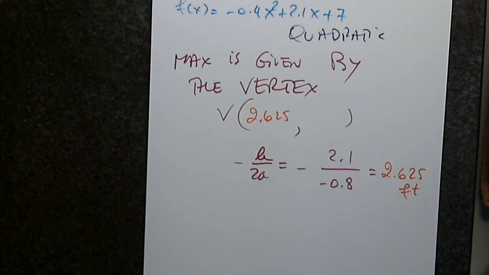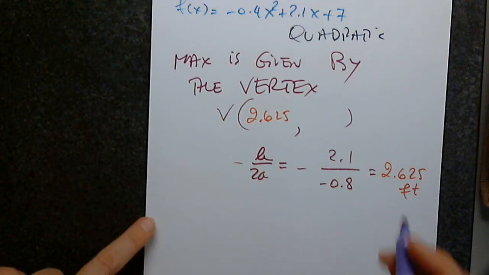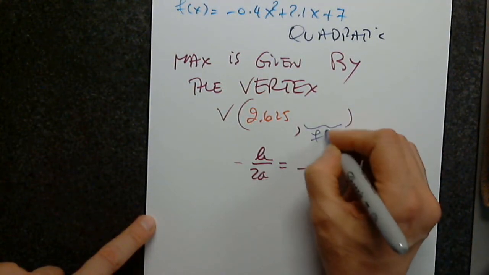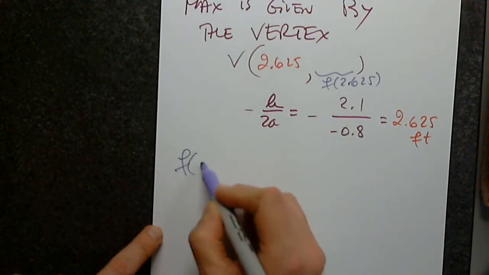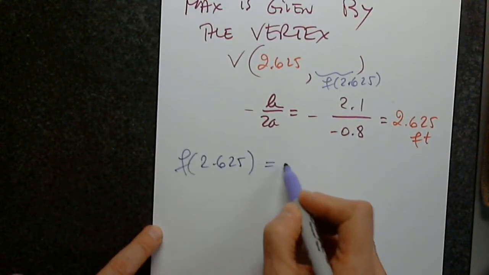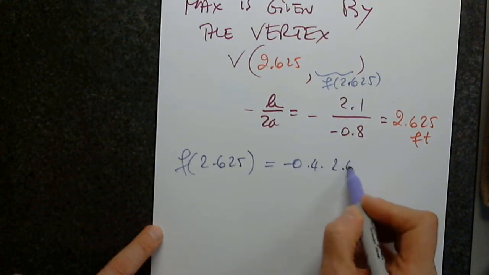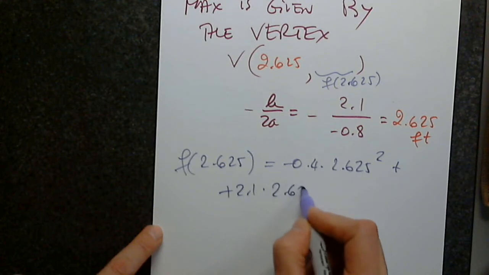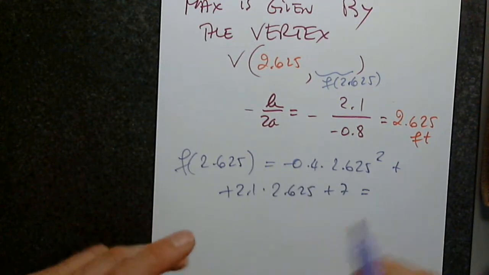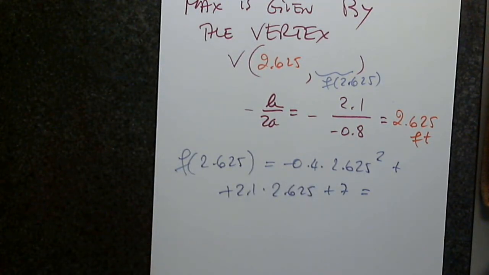But now I'm really interested in the maximum. How do I find the maximum? Plugging it in. Yes. So let's find f of 2.625, of course. So f of 2.625 equals negative 0.4 times 2.625 squared plus 2.1 times 2.625 plus 7. Let me know what you get.